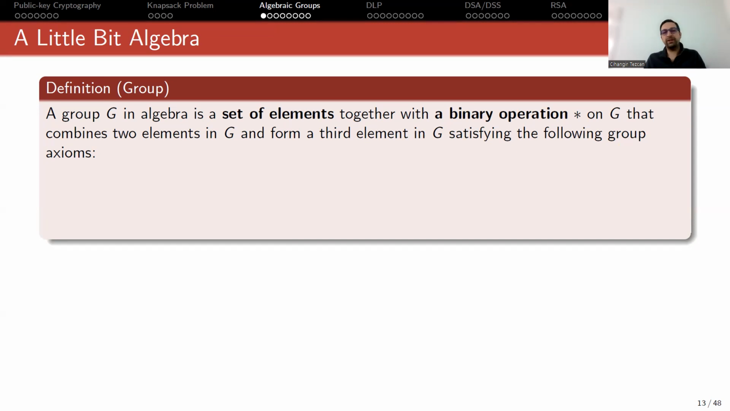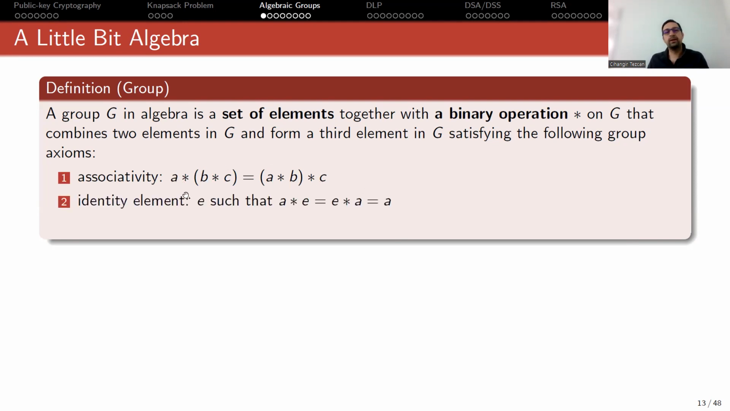A group G in algebra is a set of elements together with a binary operation. You can choose any notation you want. I use star here. So this binary operation is on G, okay? That combines two elements in G and forms a third element in G, satisfying the following group axioms. One is associativity. So regardless of where the parentheses are, these two operations have to be identical.